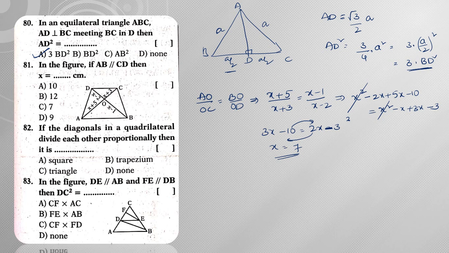Hence the answer is x is equal to 7. If the diagonals in a quadrilateral divide each other proportionally, then it is a trapezium, right? So it is a trapezium. Okay, next, question number 83.